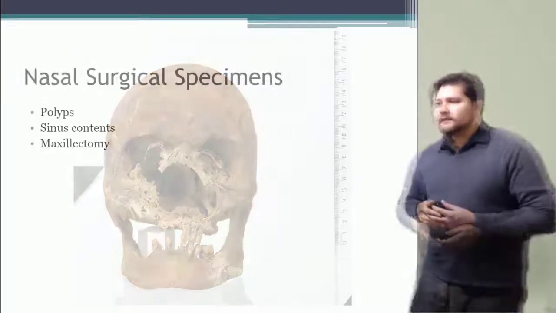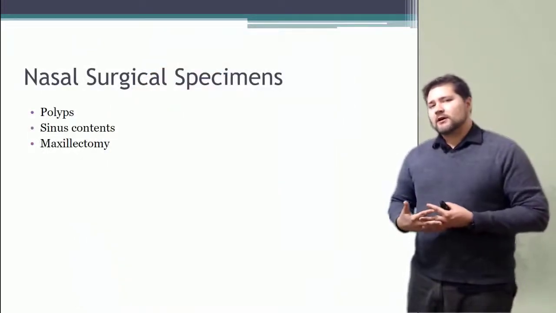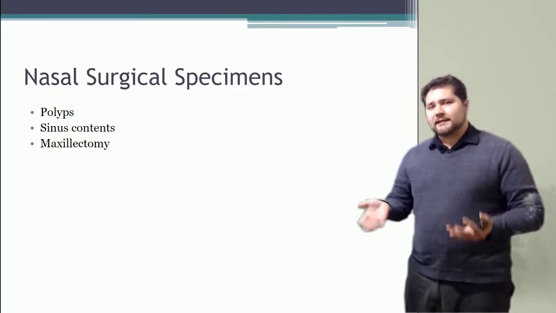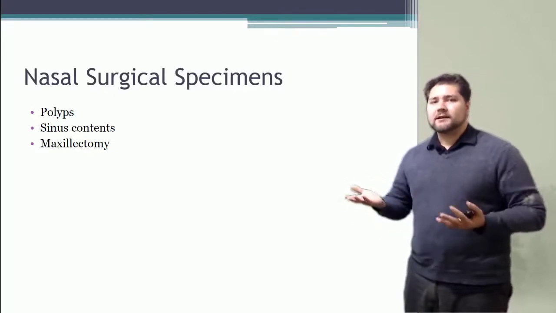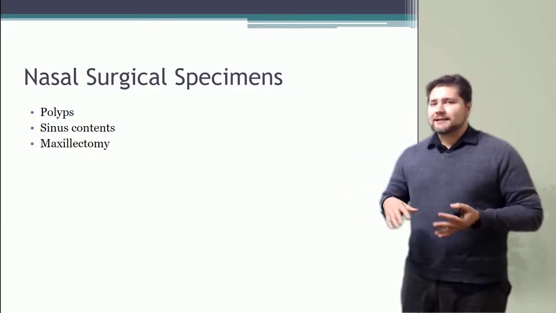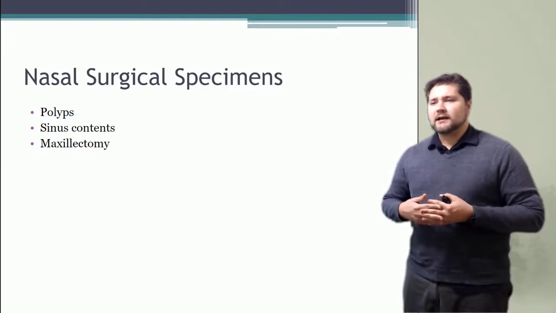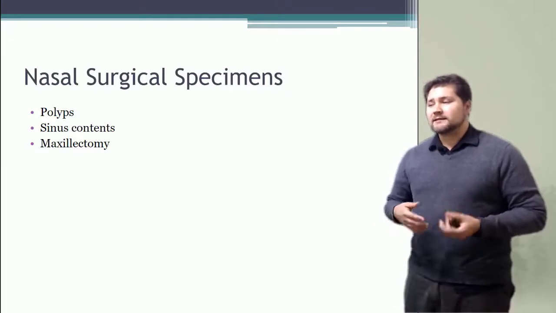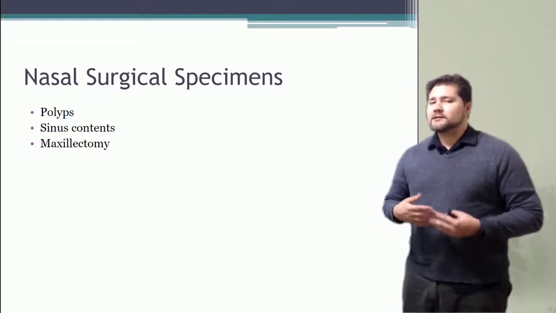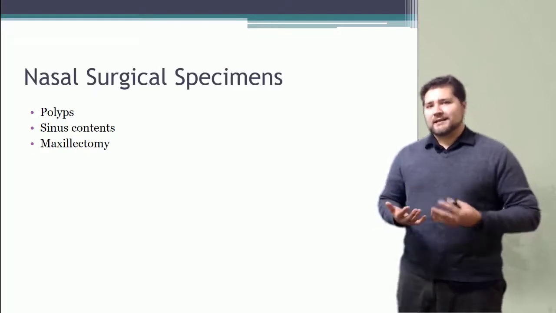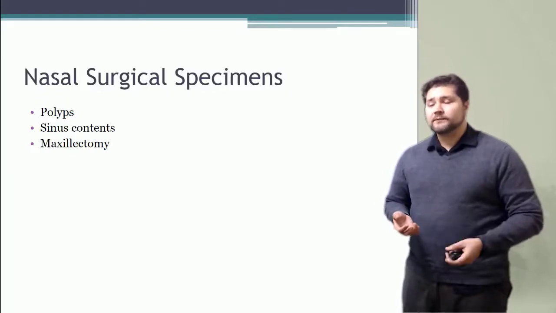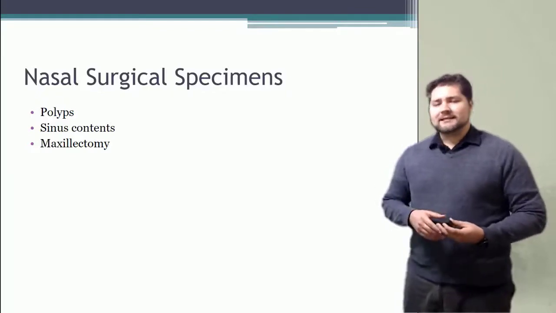So a couple of noteworthy specimens that we'll talk about in this particular section is polyps and sinus contents. And again, maxillectomies will be a likely resection if it is a nasal carcinoma, but we'll save that for the bone section. We'll only talk briefly about those. It's not something I'll hold you accountable for, because nasal resections or even maxillary resections are just super extensive and really hard to pin down, because you kind of have to reconstruct what the surgeon did and what was actually removed. So we'll stick with polyps and sinus contents for now.